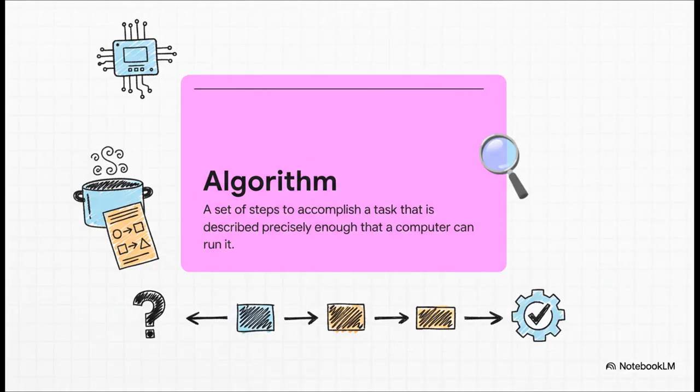Now, before we go any further, we gotta be clear on what an algorithm actually is. It's not some kind of magic. Really, it's just a recipe, a super precise, step-by-step set of instructions that a computer can follow to get from point A, the problem, to point B, the solution.